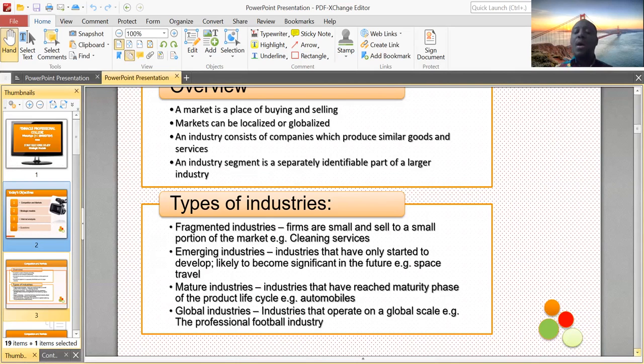Then you have global industries. These are industries that operate globally. They are everywhere. They are on a global scale. An example is football. The professional football industry is literally everywhere.